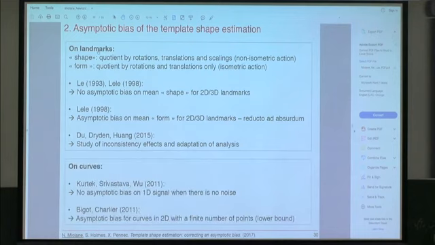And now on curves, there were some results in 2011 where no asymptotic bias was seen, but in this example there wasn't really noise, so that's why they didn't see the asymptotic bias. But with noise, there was a proof of asymptotic bias for curves in 2D, and this asymptotic bias was shown by being given a lower bound. So it was not 0, so that's why there was an asymptotic bias. So this is landmark, this is curve.